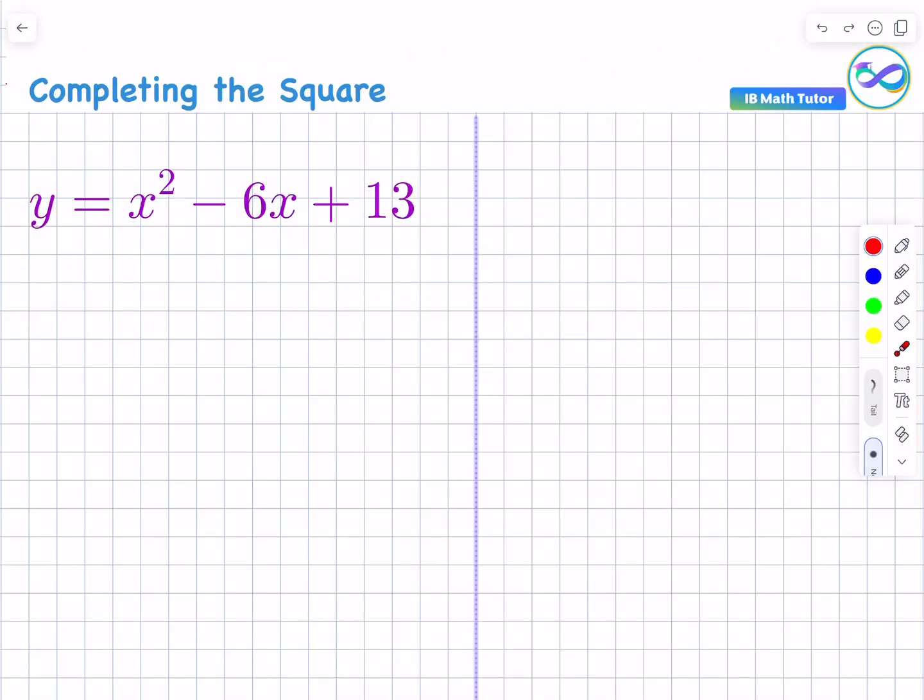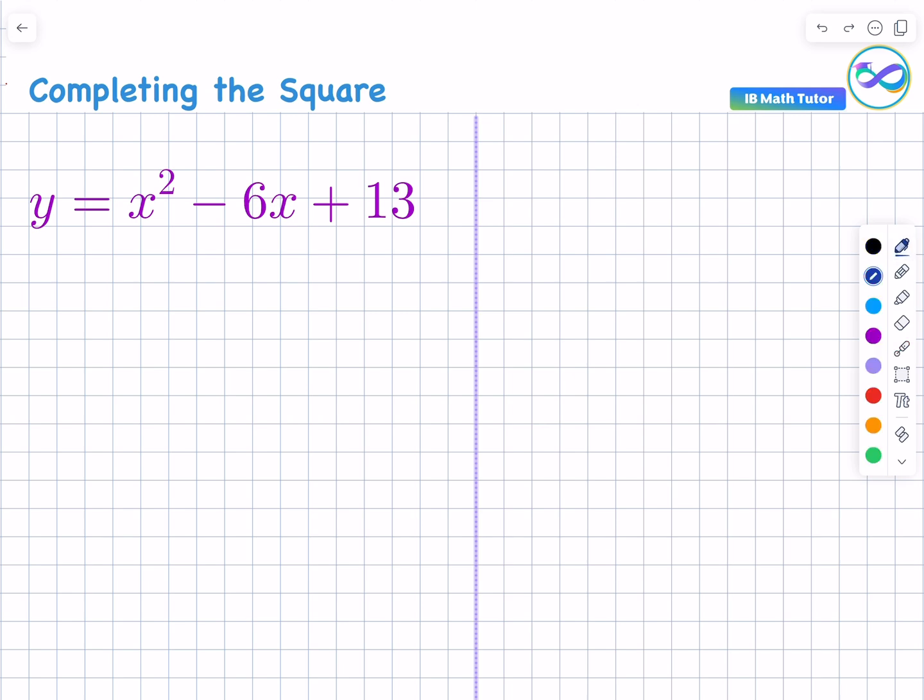Hello everyone! In this video we're gonna learn how to complete the square using a quick method. Here we have a quadratic expression. First, I'm gonna complete the square for this example using two different methods to understand the idea better, and after that we're gonna stick to the shorter method.